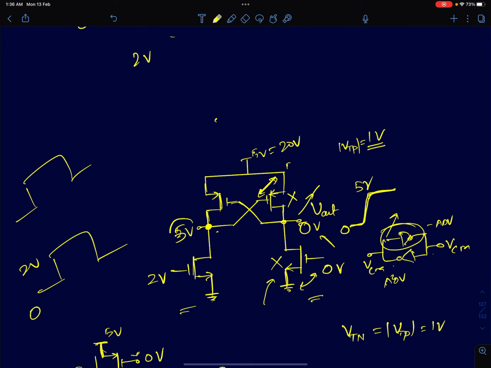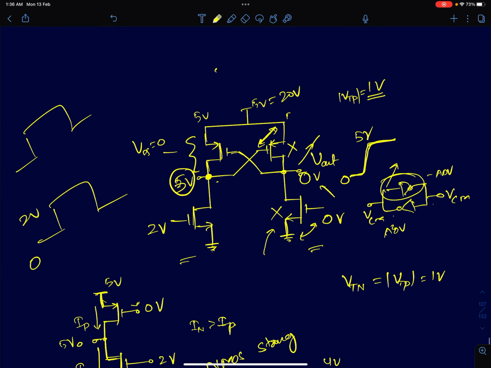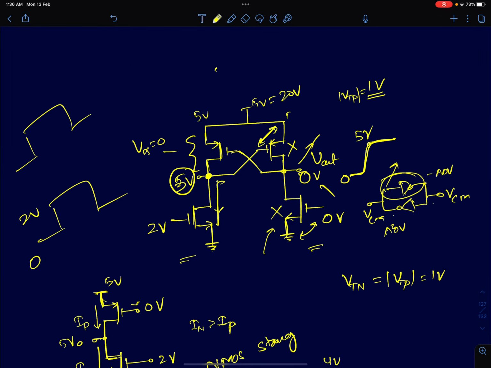Right now this node is at 5. This PMOS is cut off because VDS of the PMOS is 0, because source is at 5 and drain is at 5. Now the moment your NMOS gate is at 2 volts, it will start conducting current and discharging this cap. The moment it discharges this cap, this node voltage will go lower.